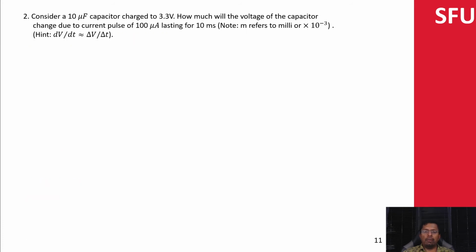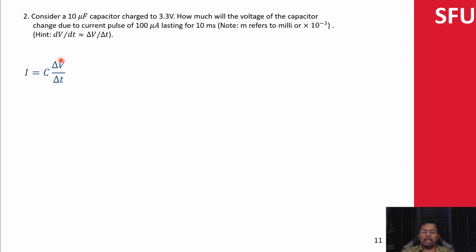So let's do a follow-up problem where you have a 10 microfarad capacitor that's charged to 3.3 volts, and we want to see what happens when there is a current pulse of 100 microamps lasting for 10 milliseconds, and then how much the voltage actually drops. So we make the assumption here that dV over dt is approximately equal to delta V over delta T. If we recall, the formula for I is C dV by dt, and we're going to approximate it as C delta V by delta T. And then we want to find out what the delta V is based on all of this change.